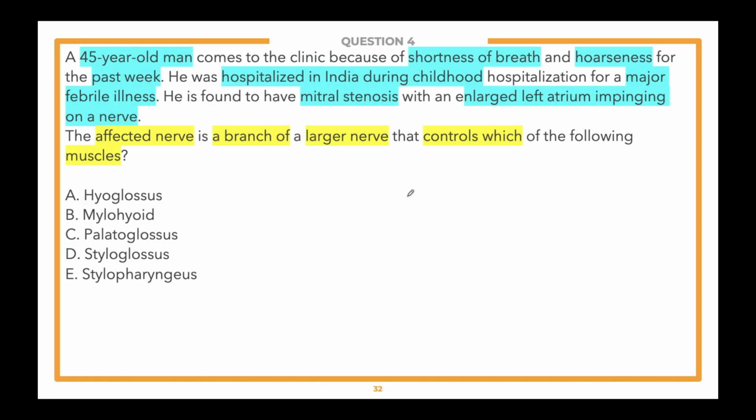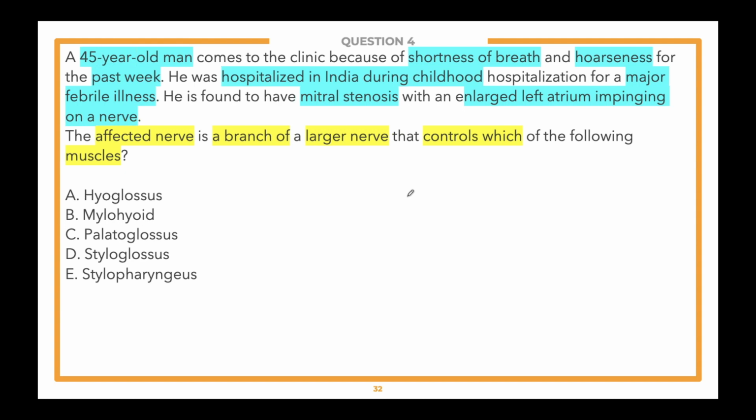Once again, we will start at the bottom and we will work our way up to the top. Answer choice E, stylopharyngeus. D, styloglossus. C, palatoglossus. B, mylohyoid. And A, hyoglossus.